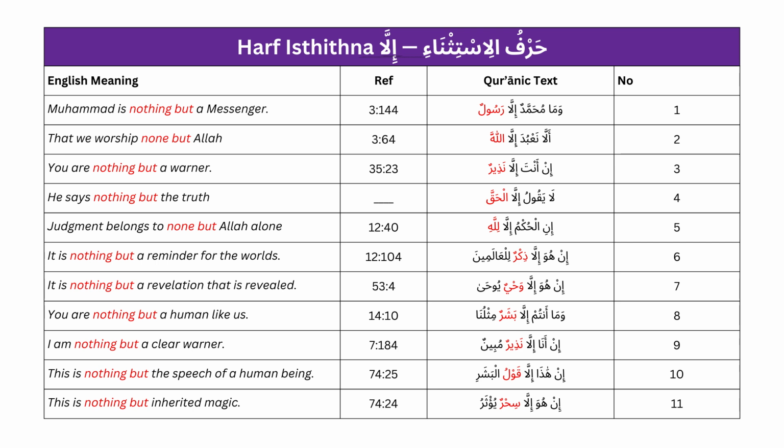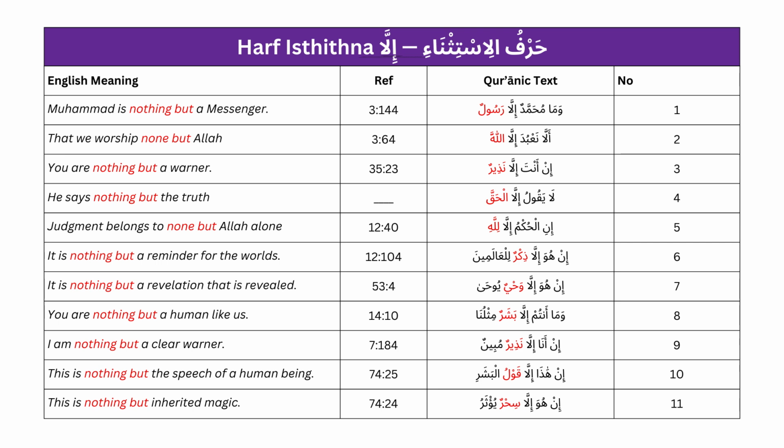Fifth example, in il-hukmu illa lillah. Judgment belongs to none but Allah. 12:40. Here the negation in is used again. The word al-hukmu is the subject of the sentence, and illa lillah restricts authority only to Allah. The meaning is exclusive. Judgment belongs only to Allah.